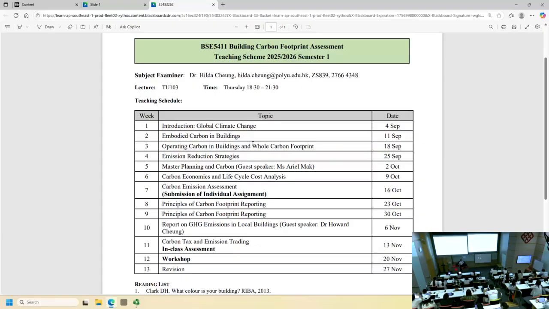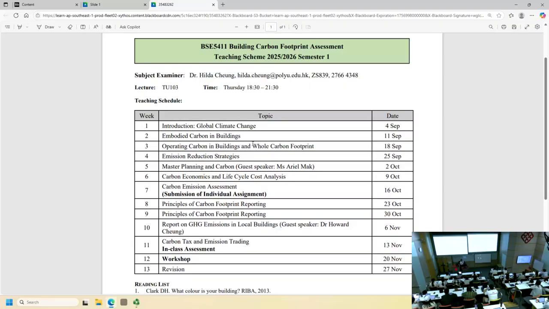In week 12, it will be a workshop. For the workshop, you need to form groups of around 8 or 9 students, and during the class, you need to do some calculations of the carbon footprint. I will give you some data and you work in groups. Together you can have some discussion, and you can also come to discuss with me. By the end of the lecture, I would like you to finish some calculations of carbon footprint for submission. Week 13 will be just revisions to prepare for the final examination.